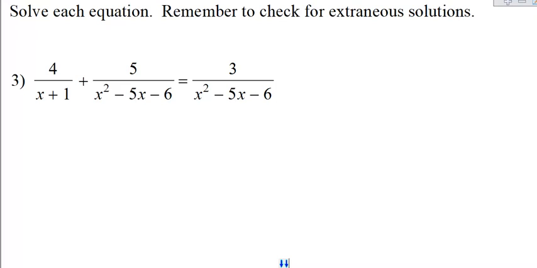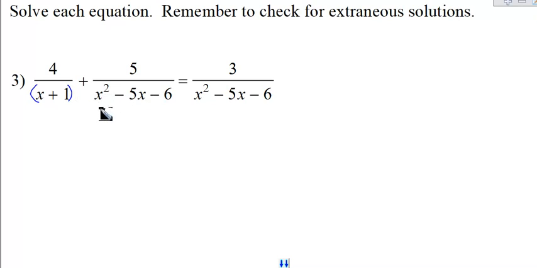Example 3 is the first time that we will have to factor our denominators before we solve the rest of the problem. X plus 1 is a binomial that cannot be factored. If you cannot factor it, I want you to put parentheses around it.